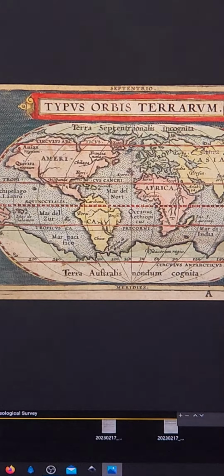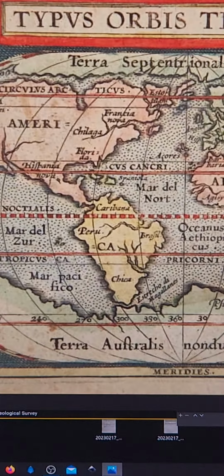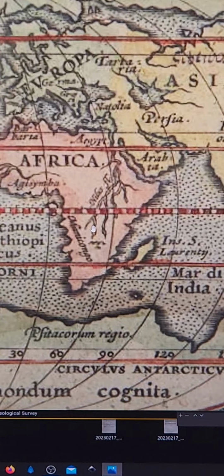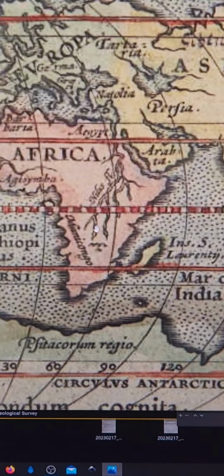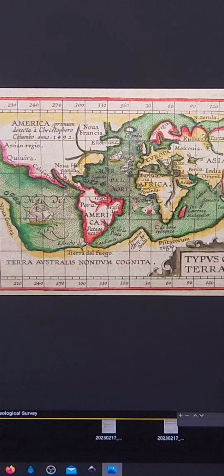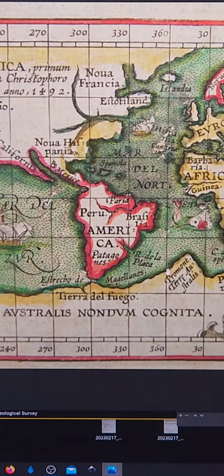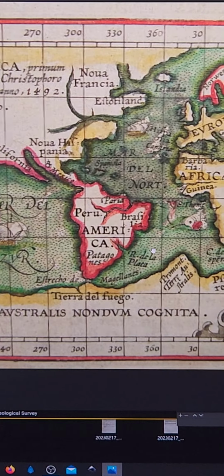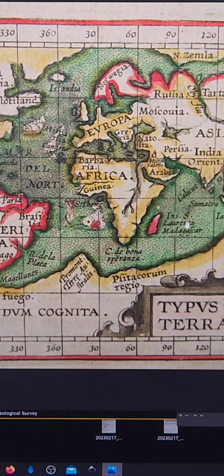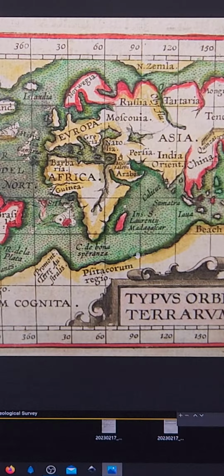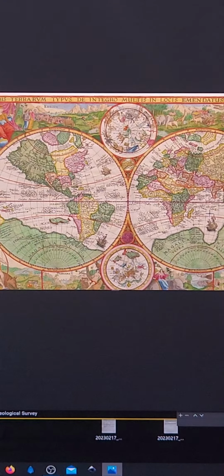Another map. South America is attached to Antarctica. The Nile River begins in southern Africa. There is no Himalaya, and Australia is attached to Antarctica. Another map. This is all pre-1600s. South America, the Nile River, no Himalaya, Australia is attached to Antarctica.